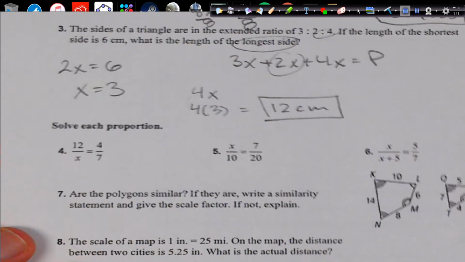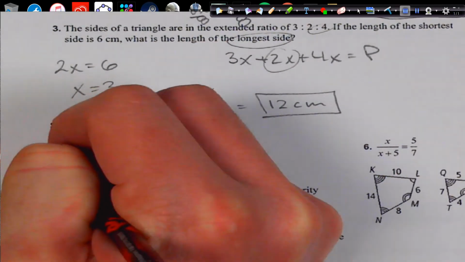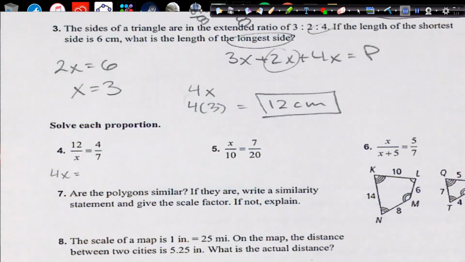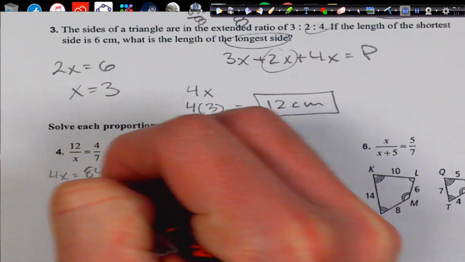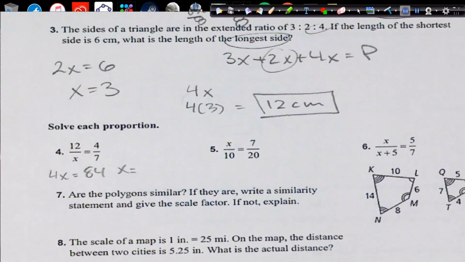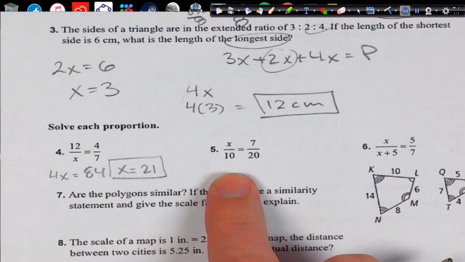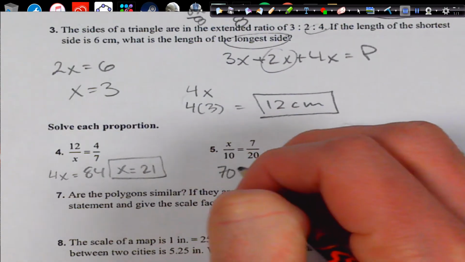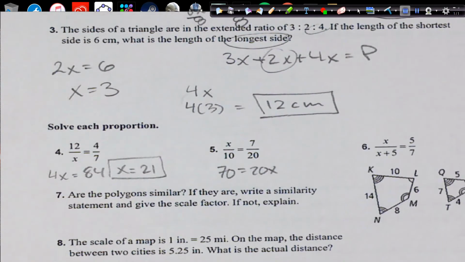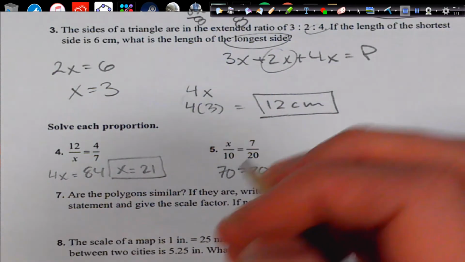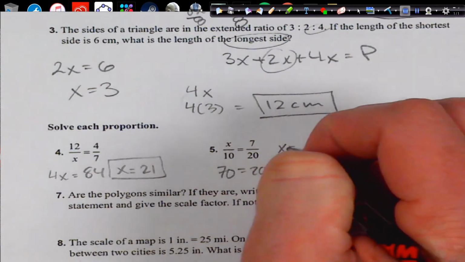These are some basic proportions. We're going to do 4x equals 12 times 7, which is 84. Divide by 4, and x equals 21. Next, 10 times 7 is 70 equals 20x. Divide by 20, and we get x equals 3.5.